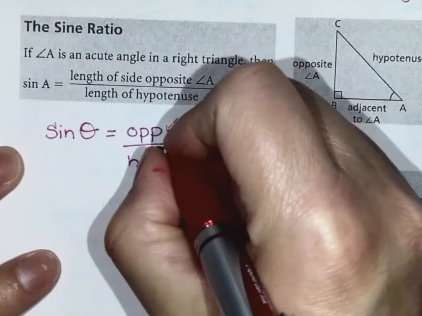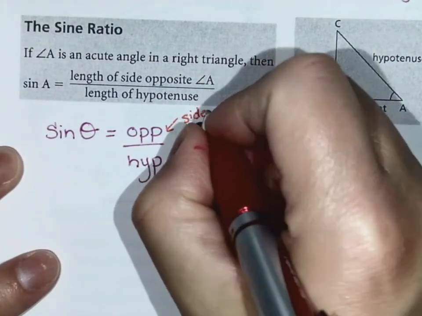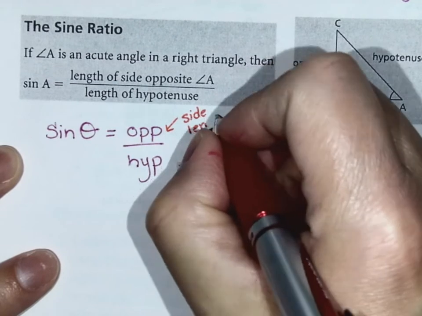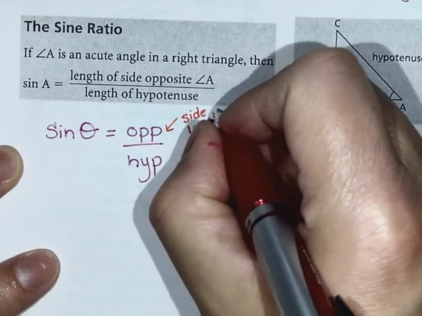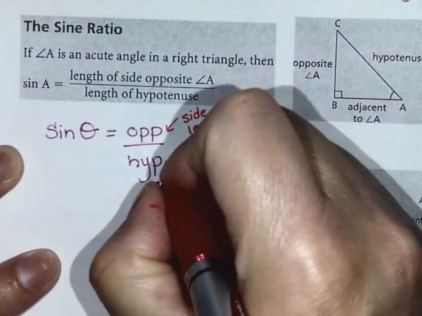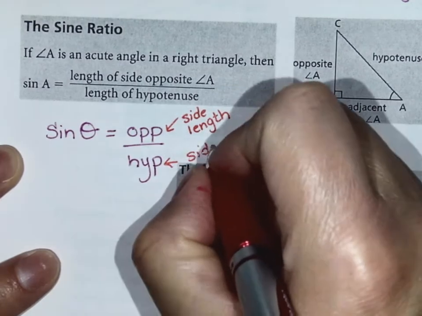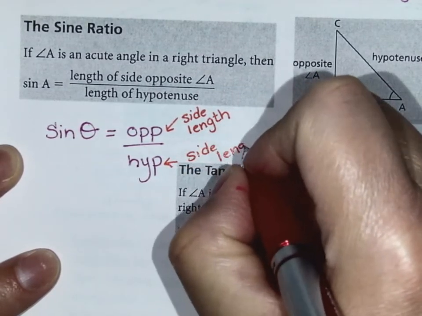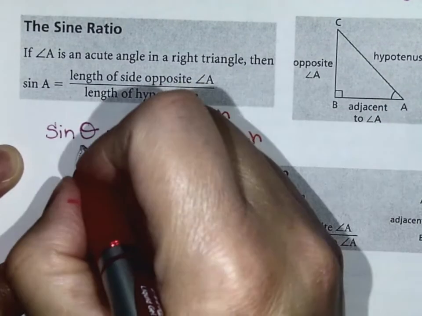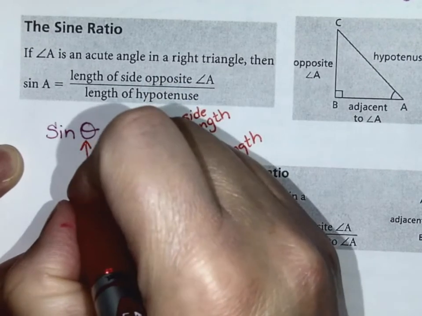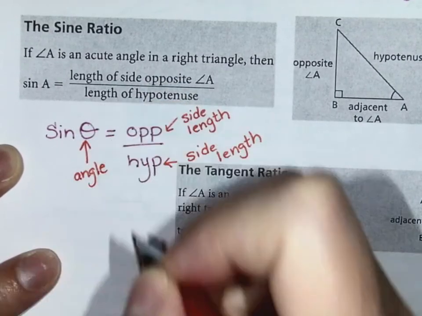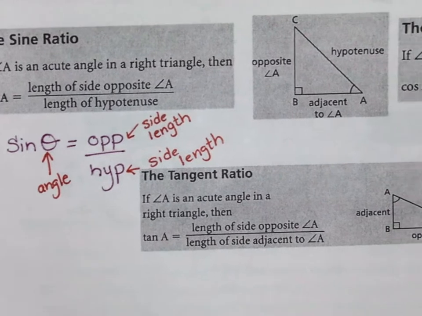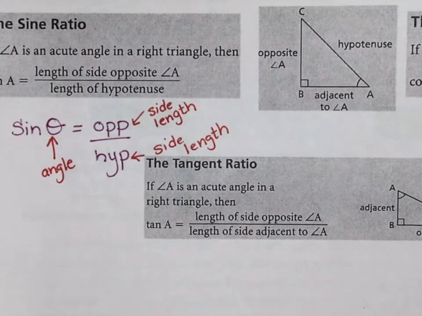So the SOHCAHTOA. S-O-H. Sine, opposite side. Okay, so really important.